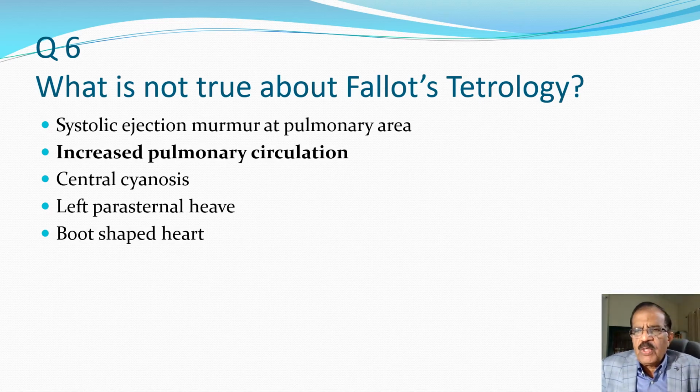Increased pulmonary circulation is not the correct answer. Because of pulmonary stenosis, infundibular stenosis, there is in fact pulmonary oligemia. The pulmonary circulation is reduced. Unlike all left to right shunts, pulmonary circulation in Fallot's tetralogy is reduced, and that is the true answer in this question. Let's move on to the next one.